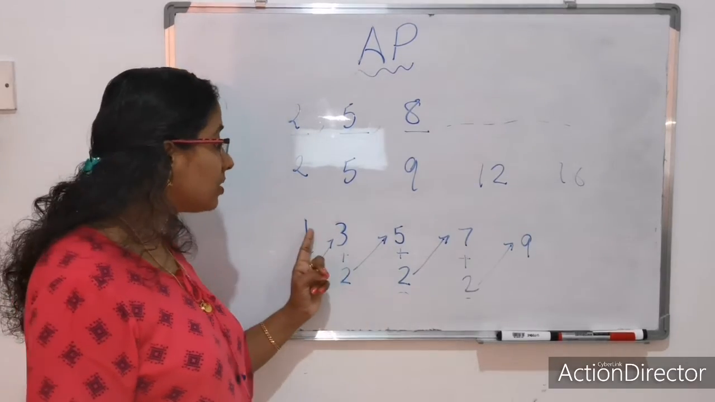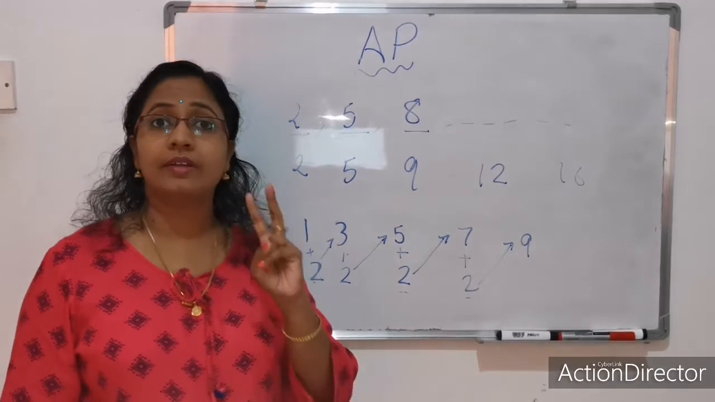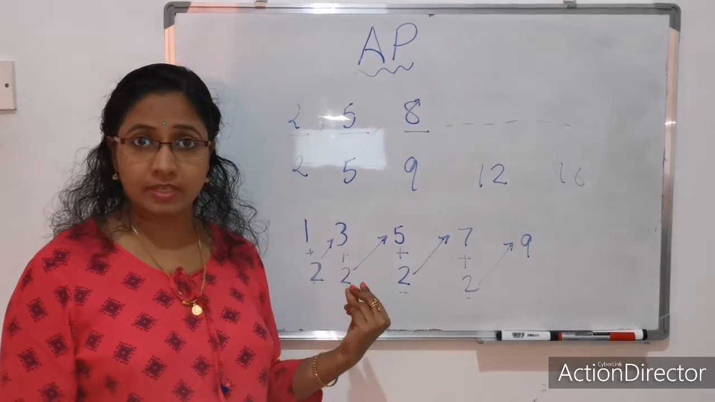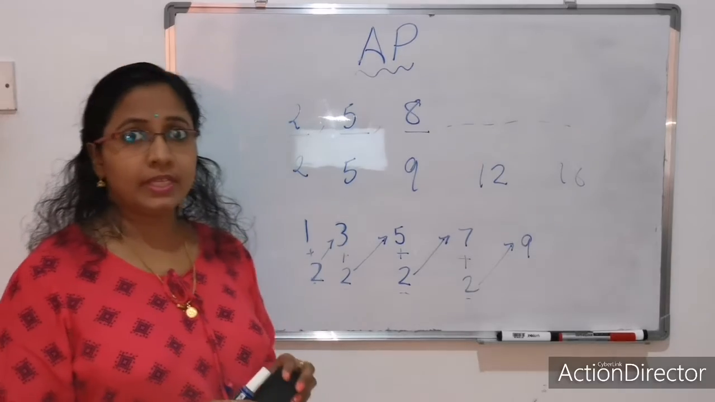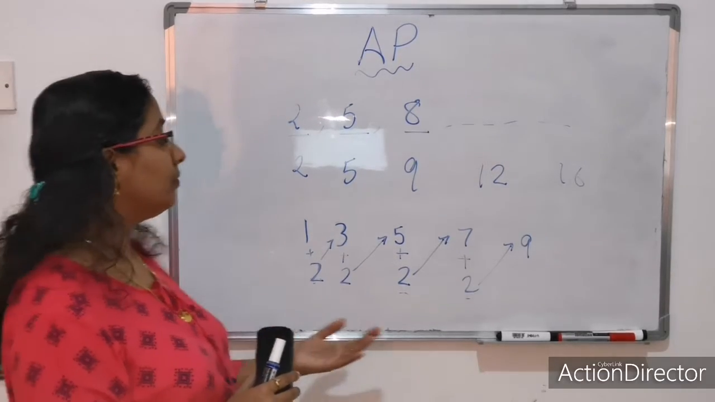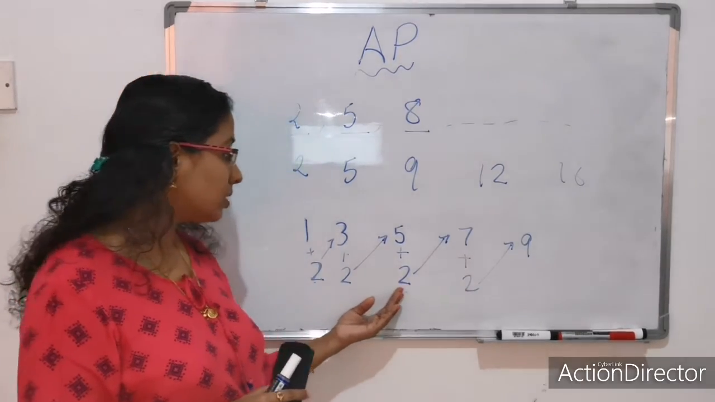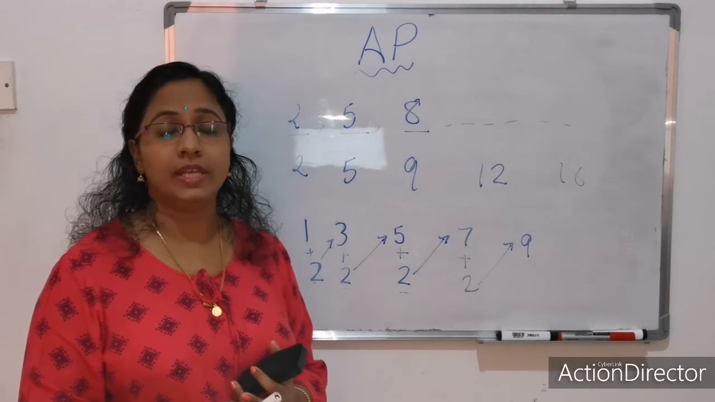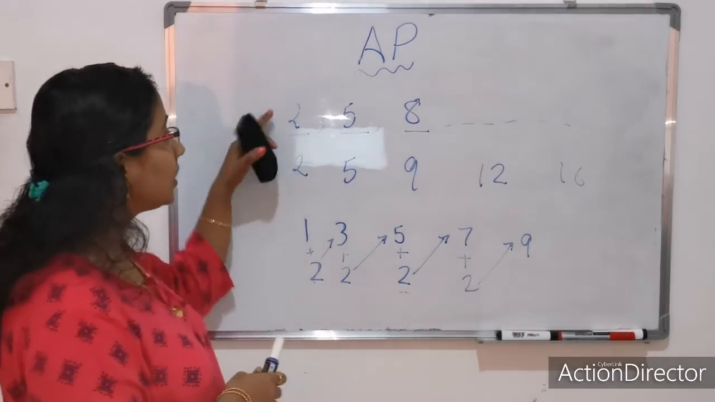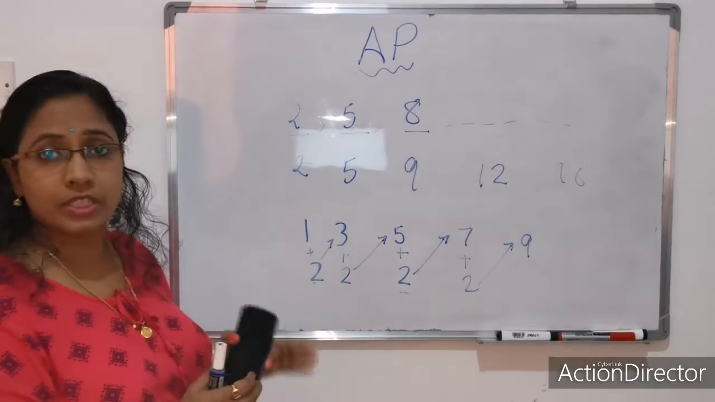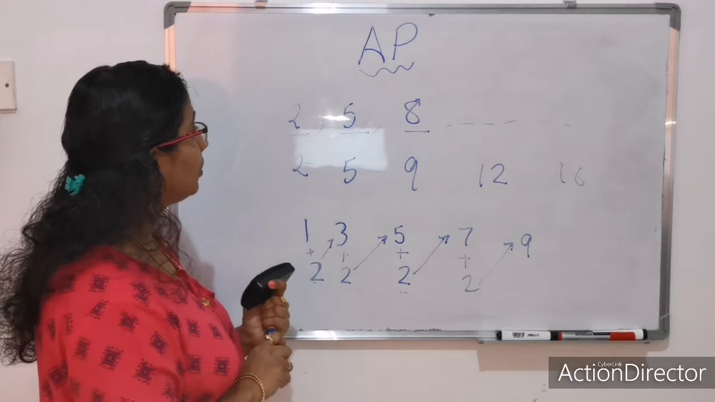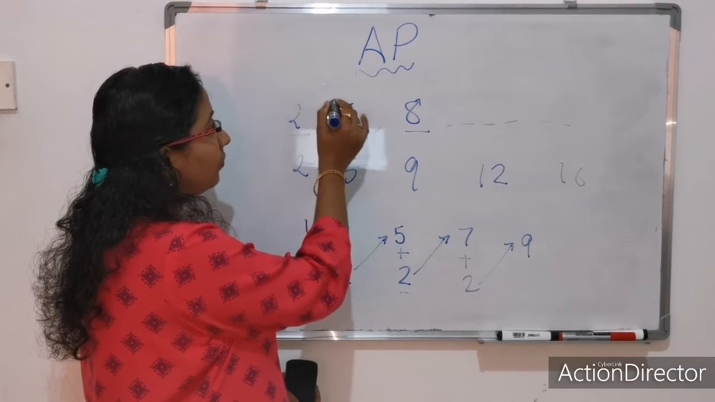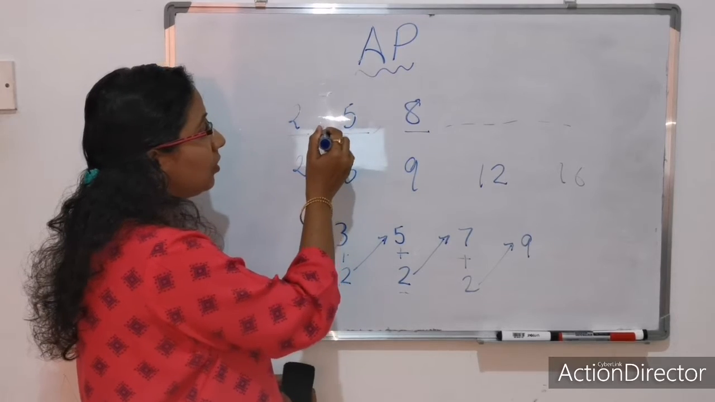So if the difference of all consecutive numbers comes out to be the same number, then only we say the sequence of numbers is in AP. Okay, so let us check these two sequences. This is 2 and 5. So 5 minus 2 will give you how much?